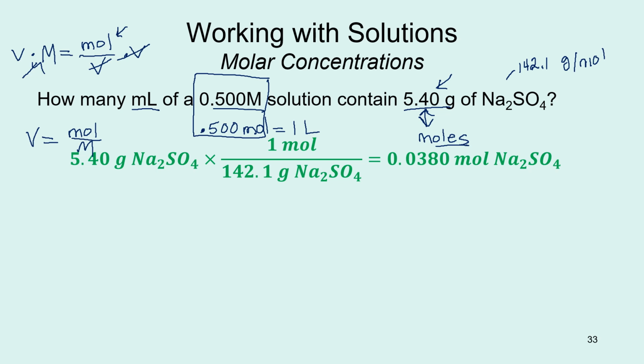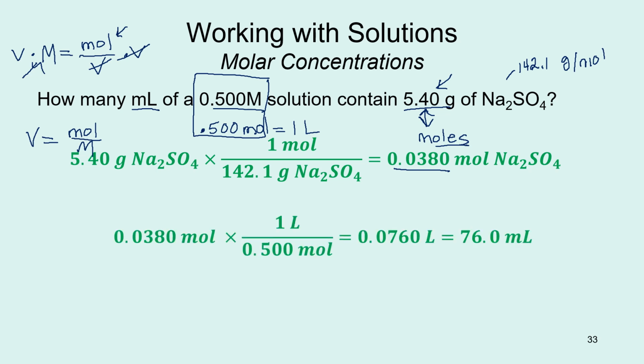So I first use my molecular weight, and so I know 5.4 grams is 0.0380 moles. And like I said, I can either plug in the moles and the molarity here, 0.0380 divided by 0.5, or I can use my conversion factor, and it's basically the same thing. So 0.0380 moles. I know it's 0.5 moles for every liter, so I'm converting to liters. That's my answer.